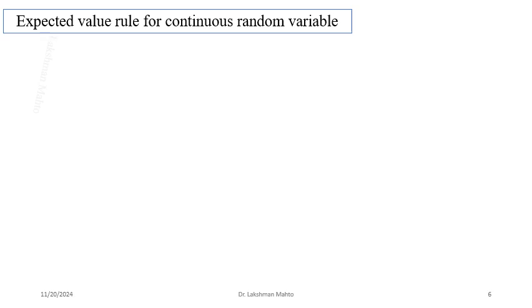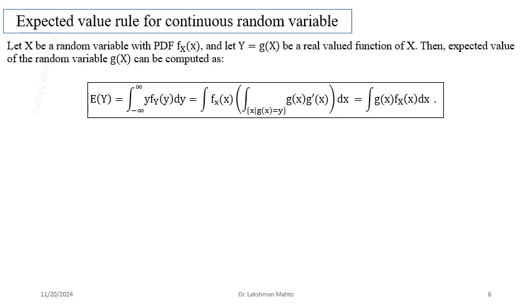So now, we will talk about the expected value rule. We have already discussed expectation. Now we have a derived distribution. That means we have a random variable x, and then we define a function of x, and call that function of x, y. If you are willing to compute the expectation of y, then as per the definition of expectation, it is a weighted integral of y. The weight is provided by the corresponding probability density function of y.